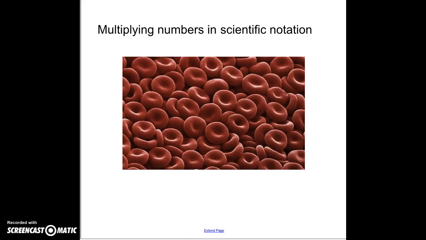Multiplying numbers in scientific notation. Again, like we talked about today in class, this is going to help us to multiply numbers that are very, very, very large and numbers that are very, very, very small.